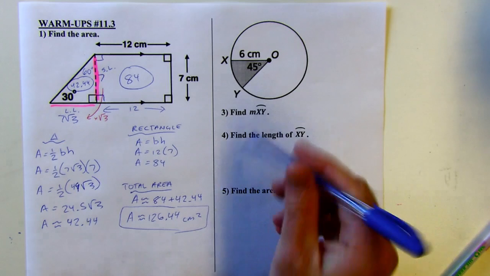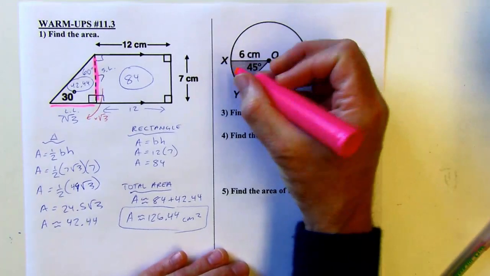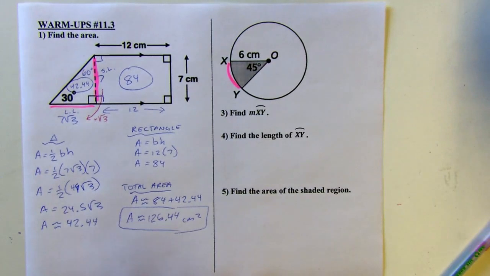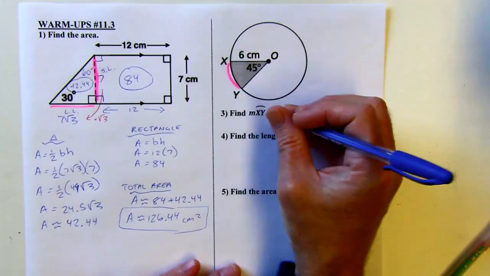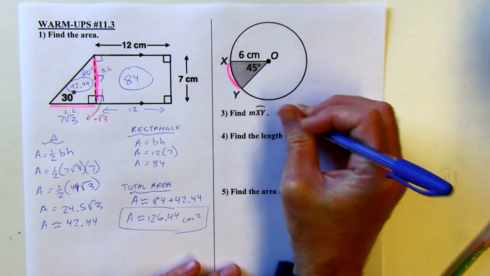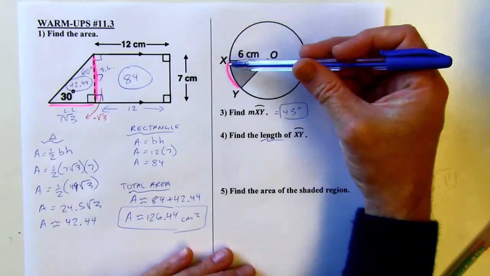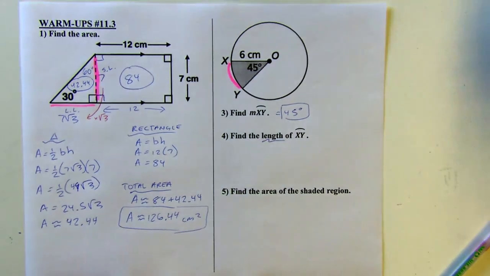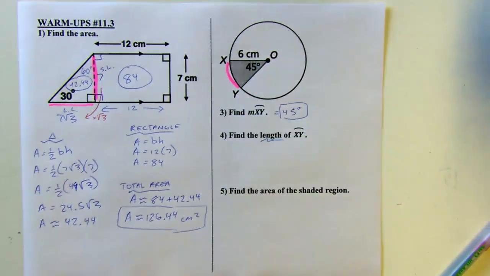Number 2, let's find the measure of arc XY. So arc XY is this piece of the crust of this pizza, and it has the same measure as the central angle that intercepts it. So this is going to be 45 degrees. Okay. The length, though, is different. I'm talking about the actual length of that piece of crust. If you straightened it out and measured it with a ruler, you could do that, right? And it would be a certain amount of centimeters since this radius is given in centimeters.